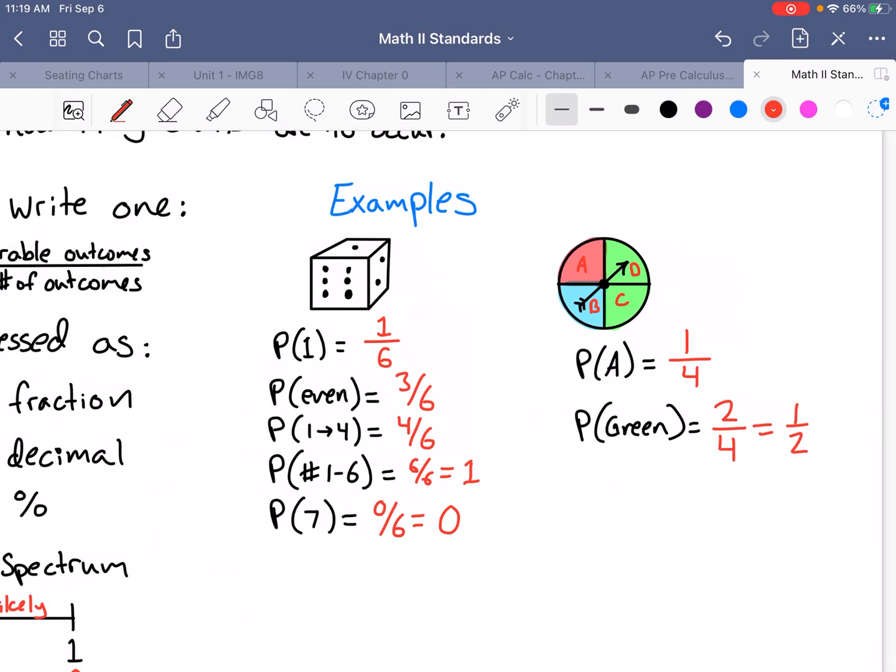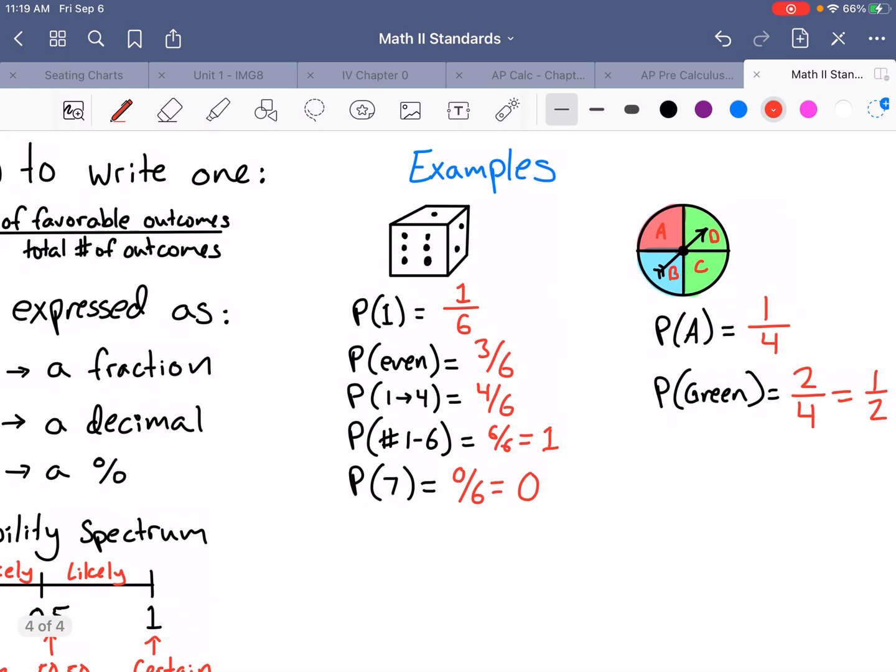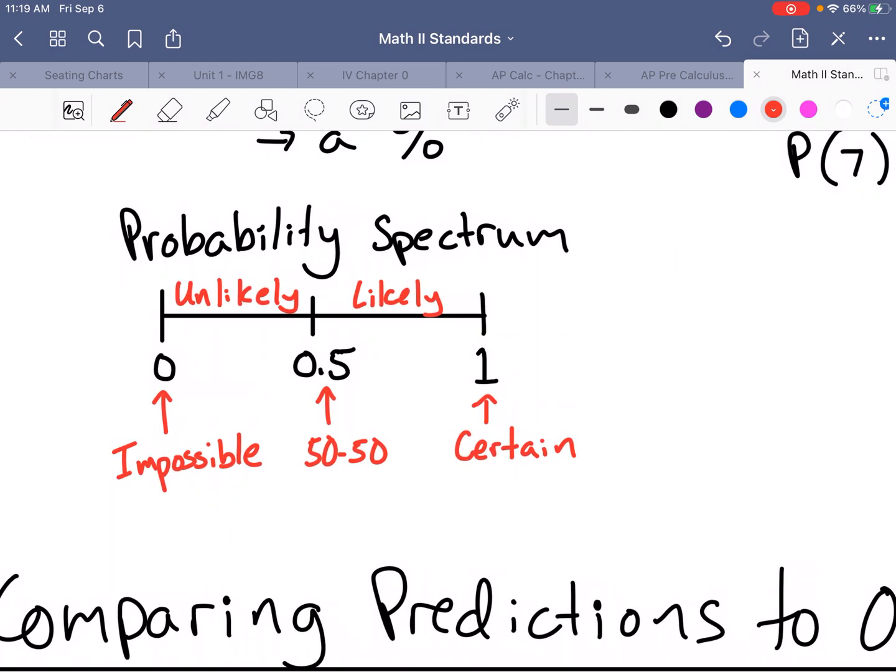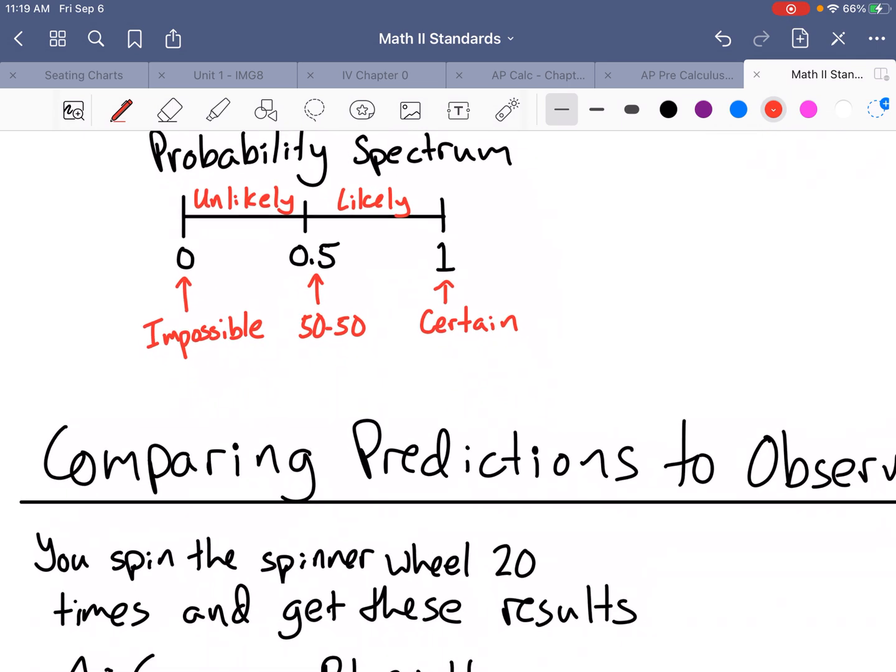Now, let's talk about what these probability numbers mean. Here's the probability spectrum. It goes from 0, which is impossible, all the way up to 1, which is absolutely certain, with 0.5 or half in the middle being a 50-50 chance. Numbers bigger than a half, close to 1, are likely. Numbers less than a half and close to 0 are unlikely.